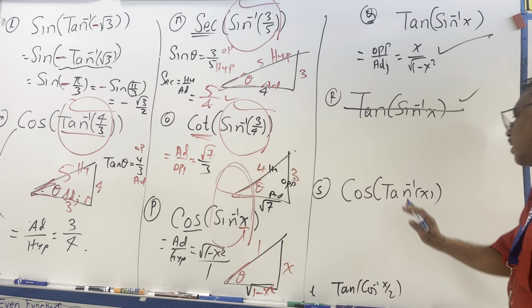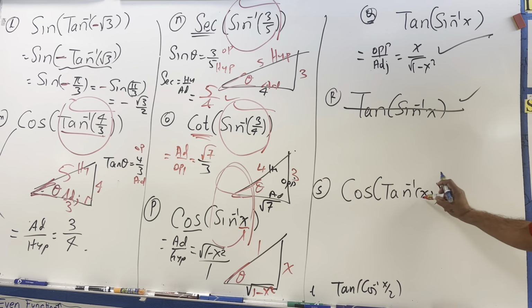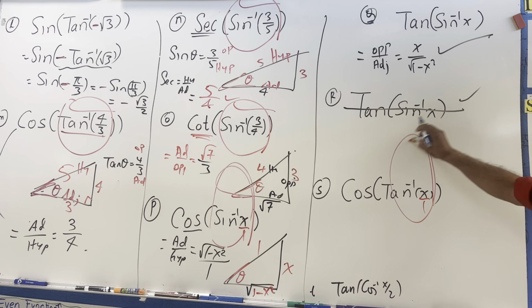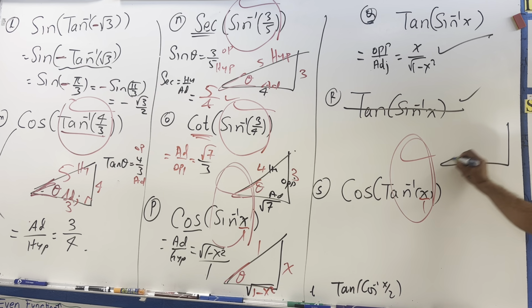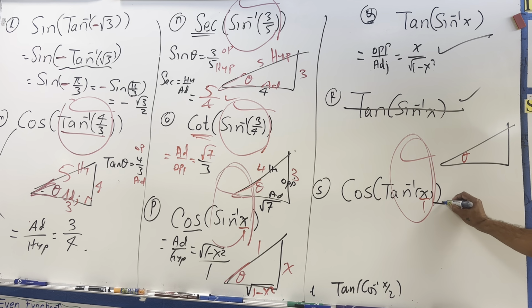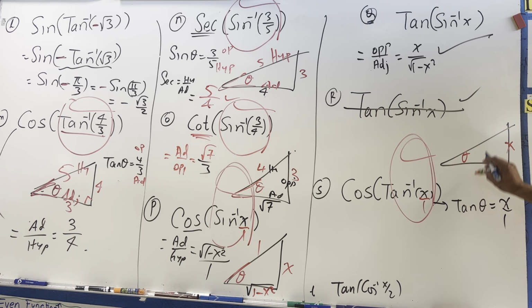If you see cosine of tan inverse of x over 1, that means this is theta. I can create a triangle with a theta here. And this basically means tan of theta is x, which is x over 1. So opposite over adjacent. So we can use the Pythagorean theorem, and this will be this square plus that square. That's how you find the hypotenuse.